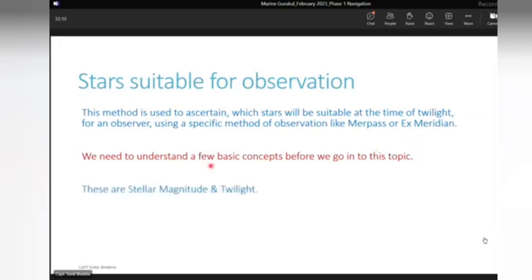Now the basic topics which we need to understand before we jump into this topic are number one, the concept of stellar magnitude, and number two, the concept of twilight. So we are going to understand these concepts one by one.